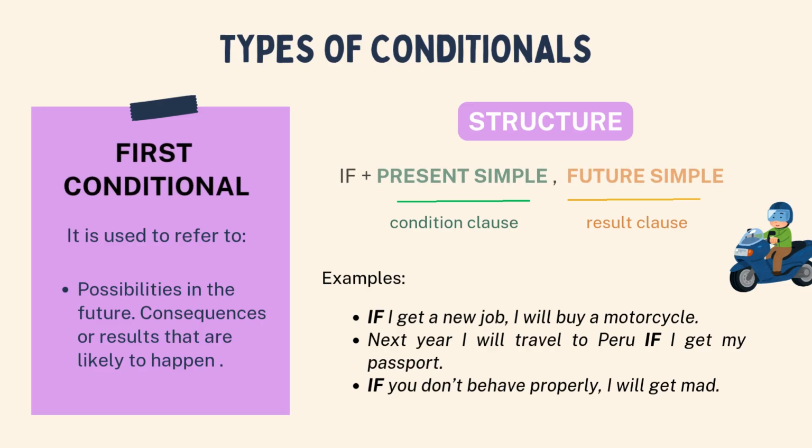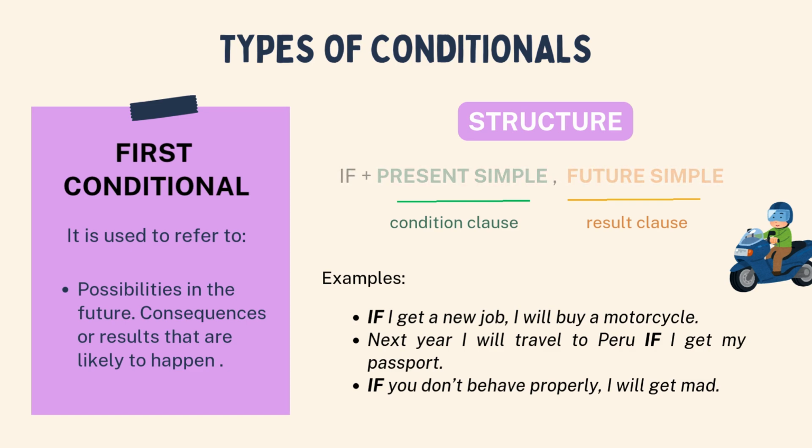Now, what about first conditional? This is different from zero conditional. In this case, we will use it to talk about possibilities in the future and results that are likely to occur. As the idea and use is different, also is the structure. In this case, we use the present simple in the condition clause and the future simple, that is to say, will or won't, in the result clause.